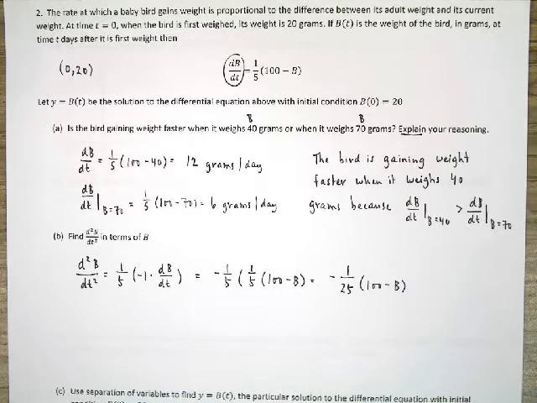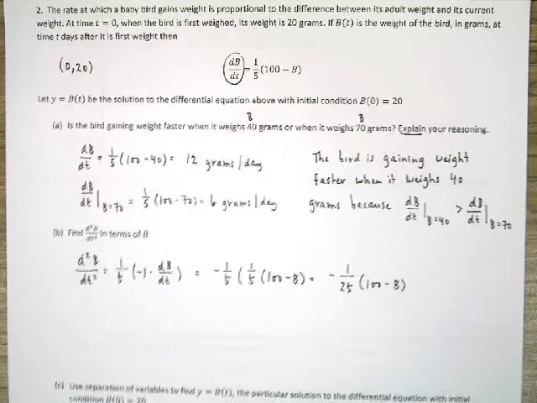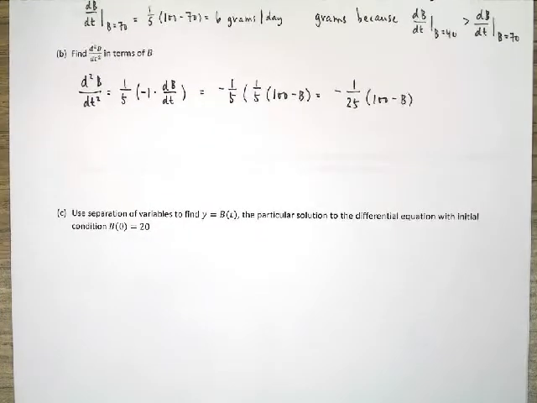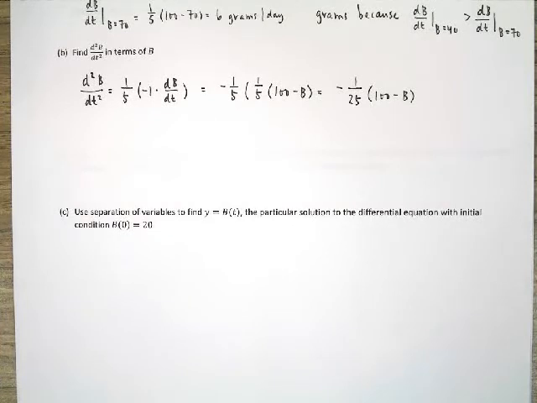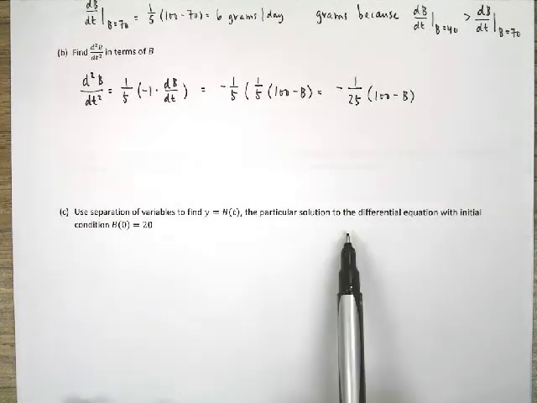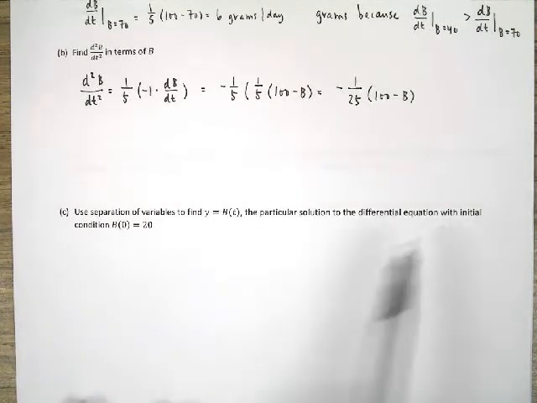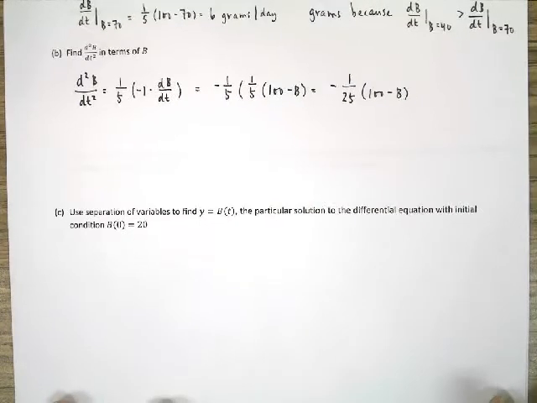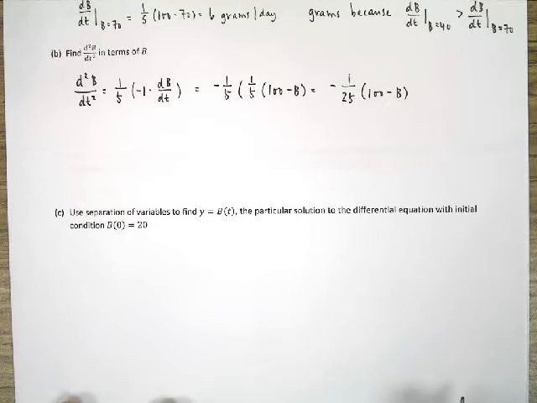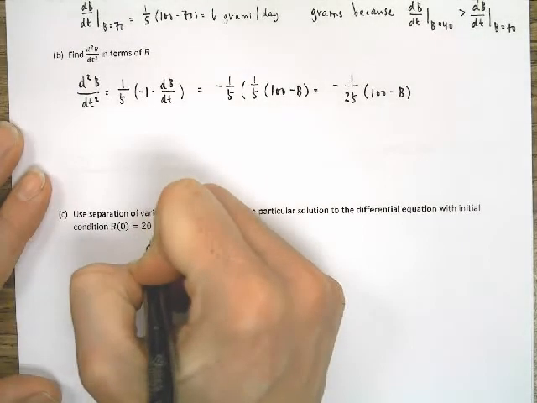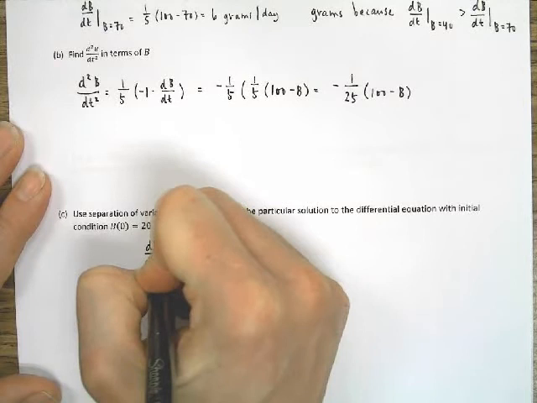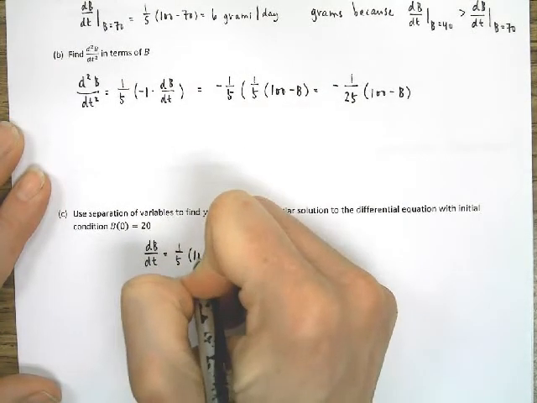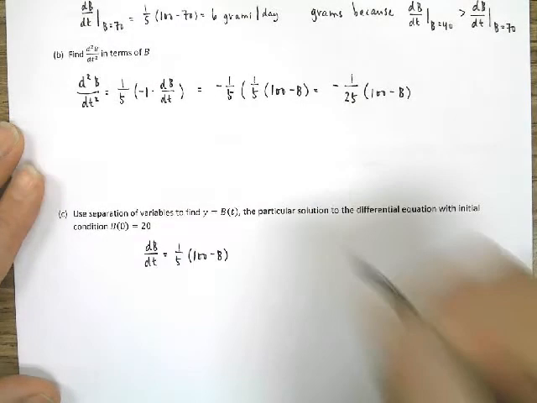All right, so that part is good. Last, we're going to go back to this idea. We're going to use separation of variables to find y equals B of t, the particular solution to the differential equation with initial condition B of 0 equals 20. So now we're just back to solving our differential equation. So I'm going to, again, rewrite this here. dB/dt equals 1/5 times (100 minus b).